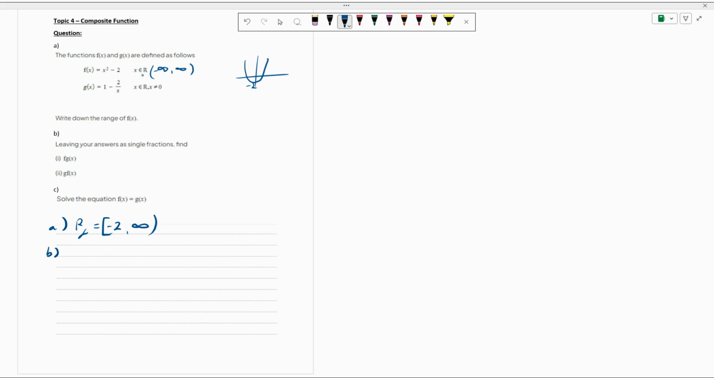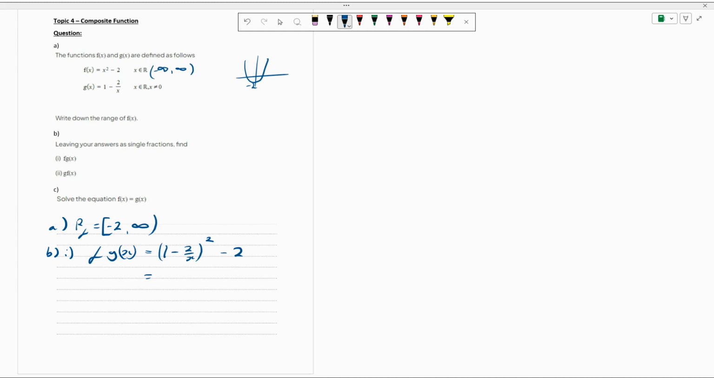Now part B. I've got two parts. The first one I want to do is f of g of x. So this is putting g into f. So I've got firstly the f, which is x squared minus 2. So I'm going to replace the x with g. So that's 1 minus 2 over x, all squared, minus 2. And I'm going to expand that bracket and simplify it as much as I possibly can.